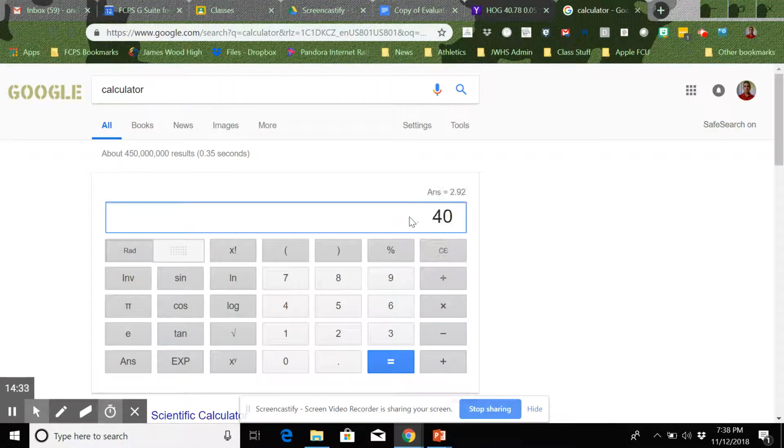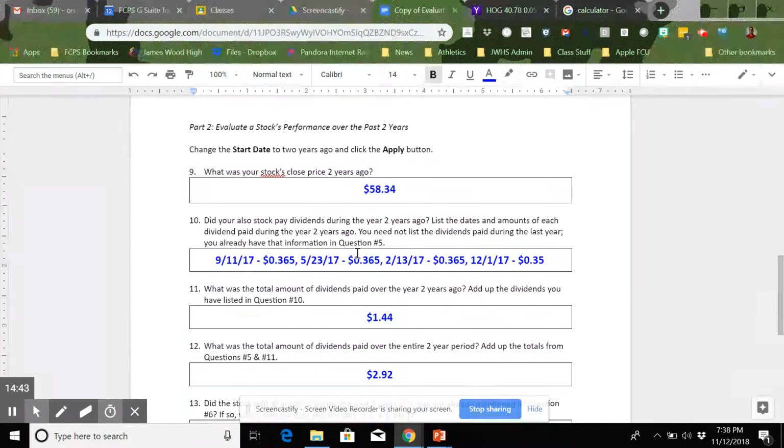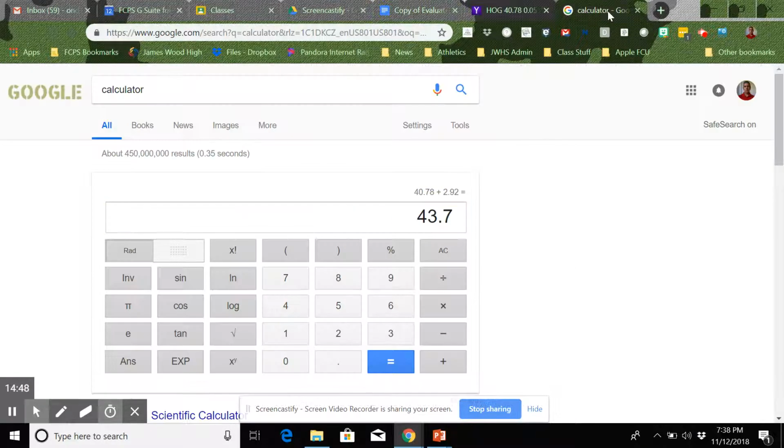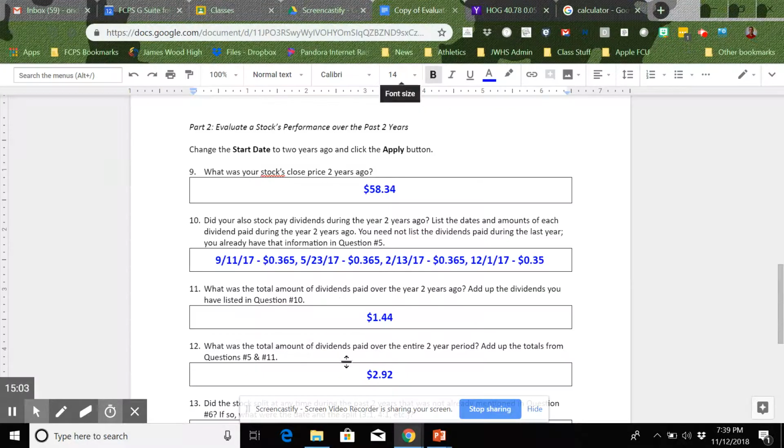So we got to come here. We go 40.78 plus the $2.92 that we just calculated in dividends. There's that. But then we have to subtract away what it was selling for 2 years ago, $58.34 minus 58.34 equals, and we got to divide that all by 58.34. In other words, this thing lost 25% of its value over the last 2 years.